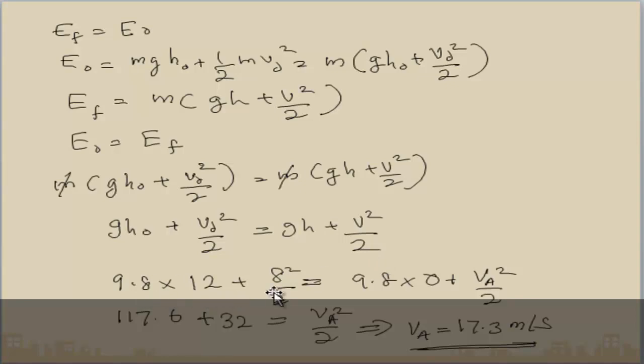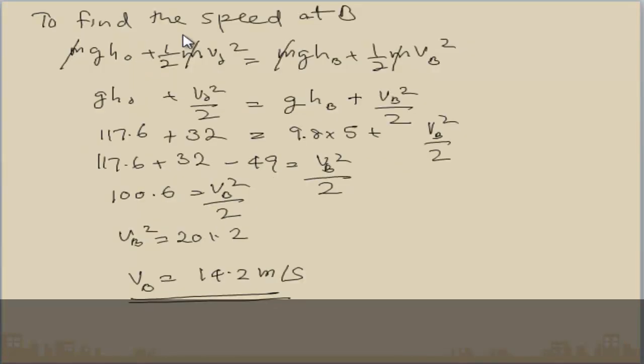9.8 times 12 plus 8 squared over 2 equals 9.8 times 0 plus vA squared over 2. So this is 117.6 plus 32 equals vA squared over 2. So vA becomes 17.3 meters per second.